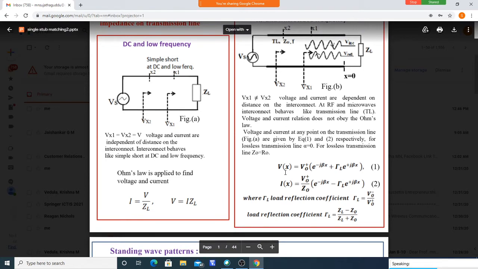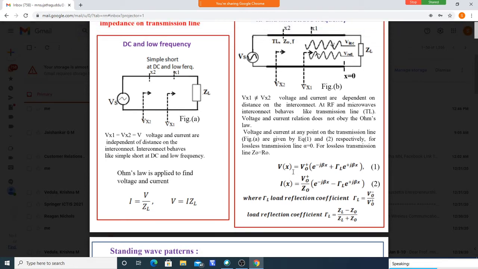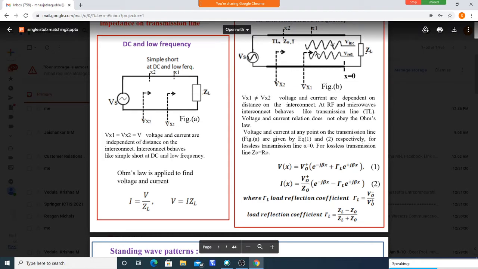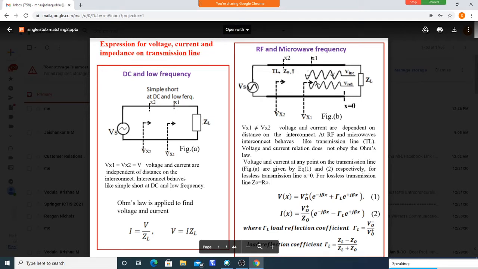See, V of x is not a constant. V of x is a function of distance x. Similarly, current is also a function of distance. From the load point, if you move towards the generator like this, the voltage at different points over the transmission line depends upon the distance x, at what point we are measuring the voltage. Similarly, current also depends on the distance.